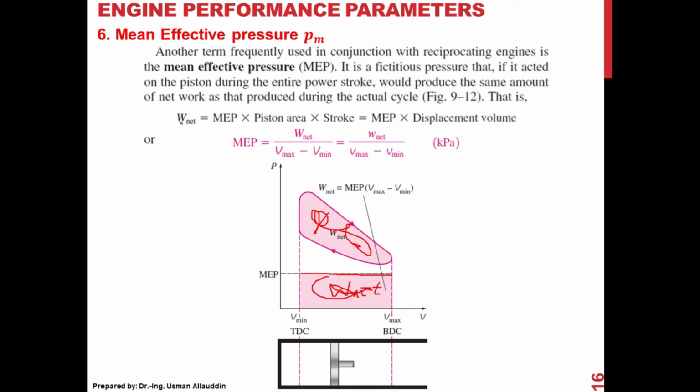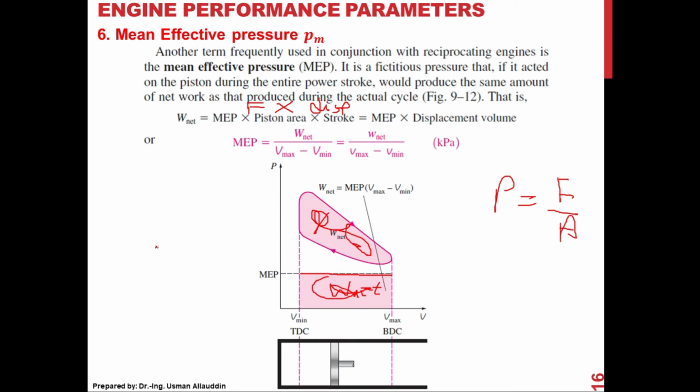So what is the formula for the work? Work is force into displacement. So mean effective pressure into piston area. Pressure into piston area, because pressure has a unit of force upon area. So if you multiply pressure with area, you will get force, and multiply by stroke. This is the distance covered by the piston. You will get the work output, and piston area into stroke will be the displacement volume. So the mean effective pressure can be obtained by dividing the work output by the swept volume or displacement volume. So this is the formula for the mean effective pressure.